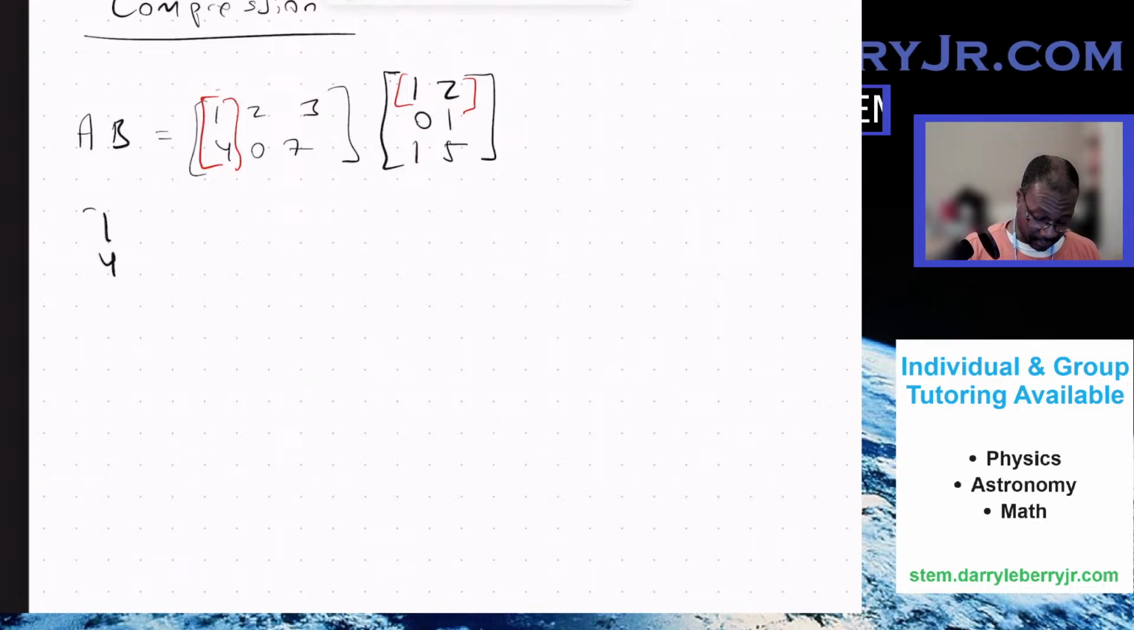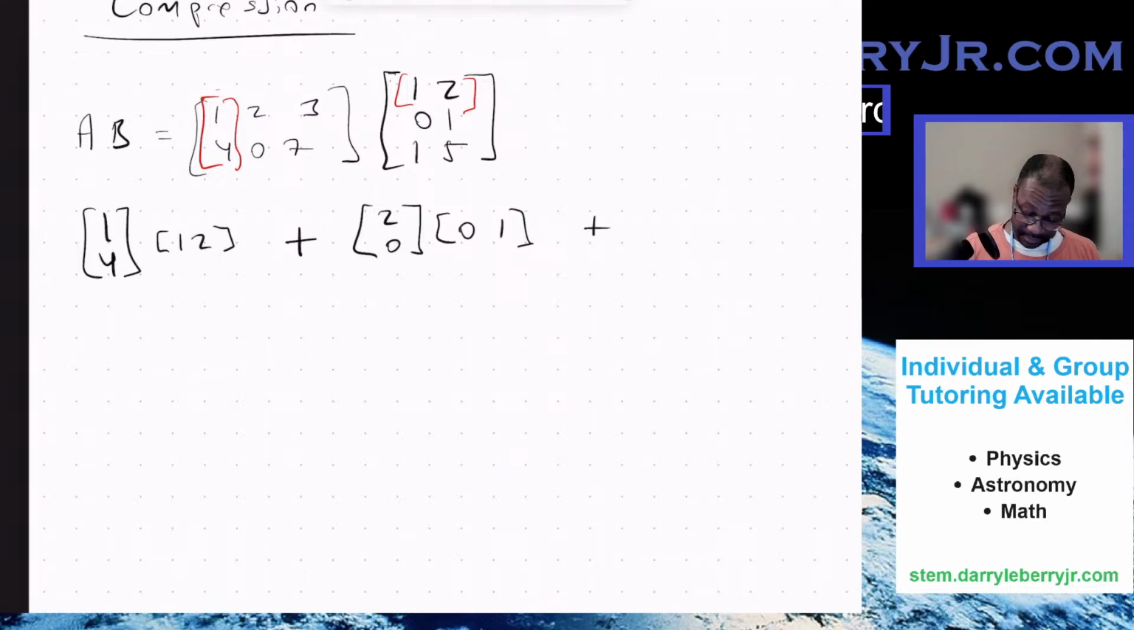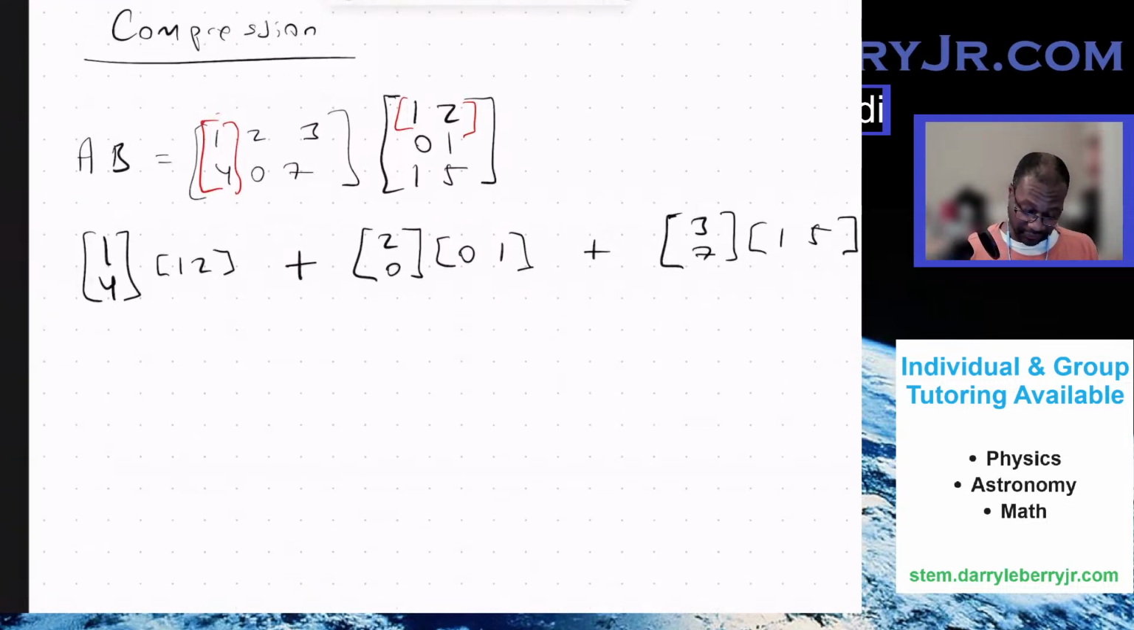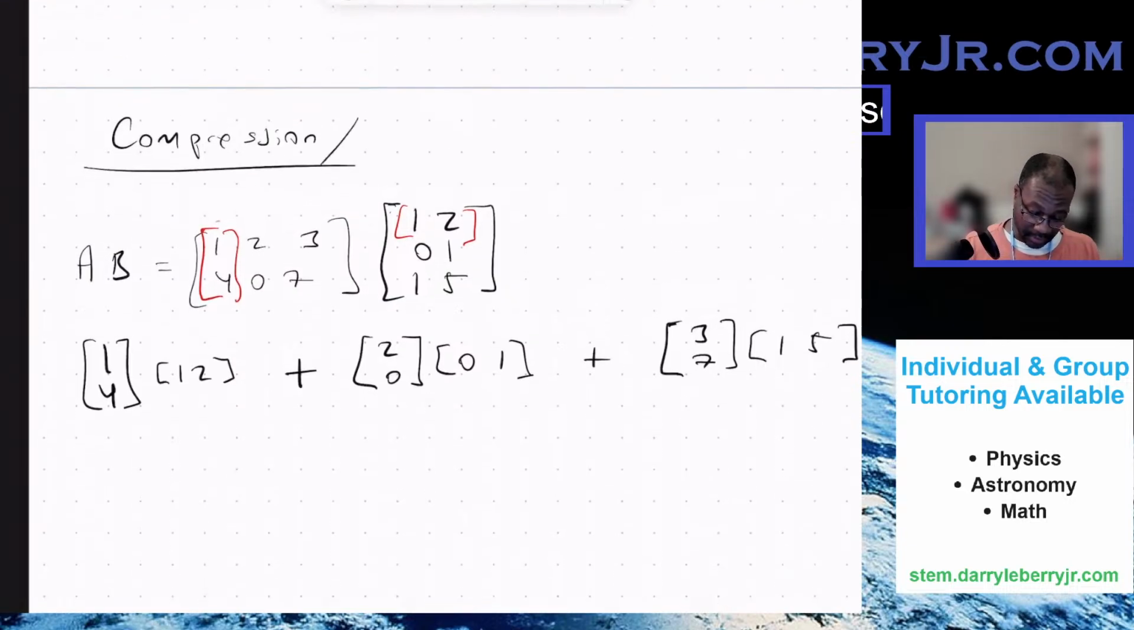So 1, 4 with 1, 2 plus 2, 0 with 0, 1 plus 3, 7 with 1, 5. What I did was just take each column of A and outer product it with a row of B, compression, outer product.